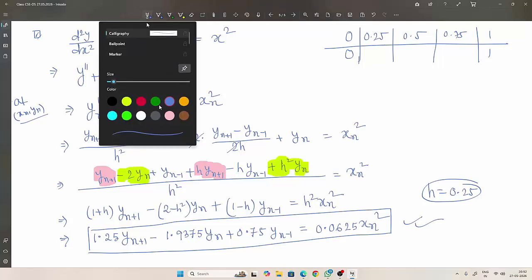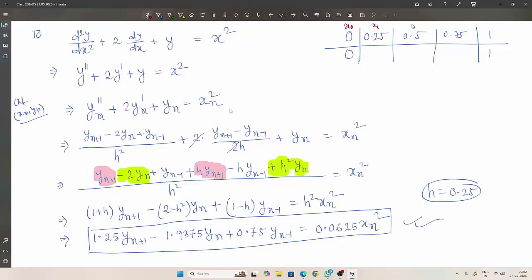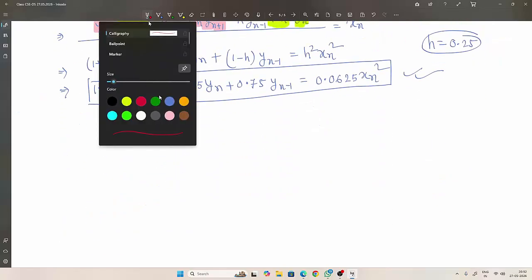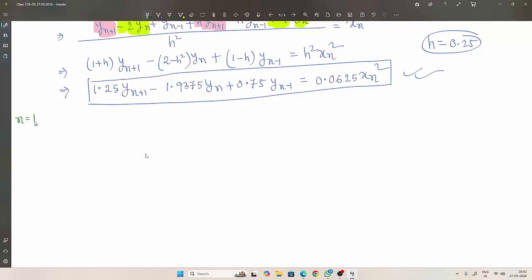Yes. Okay. So that means actually we are getting here x0 known, x1 known, x2 known, x3 known, x4 known, y0 known and y4 known, and y1, y2, y3 are our unknown values. We are going to find them. The process is the same as you did in the previous problem. Start with n equal to 1. So first, 1.25 y2, after that minus 1.9375 y1, then plus 0.75 y0 is equal to 0.0625 into x1 square.